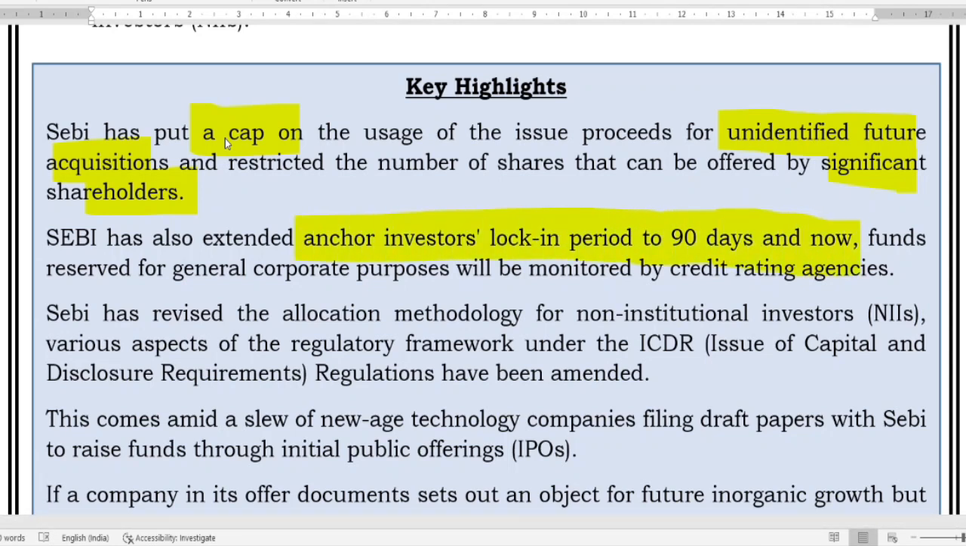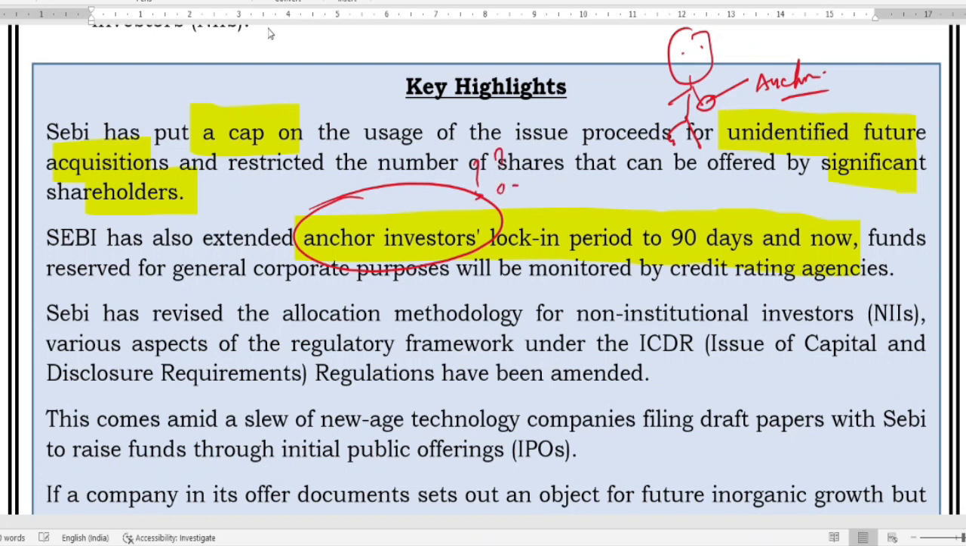So who are anchor investors? This is very much important. Understand the word anchor. Who is an anchor? Anchor means, let's say this is you, and somebody is holding your hand. This is an anchor. Now, who are anchor investors?